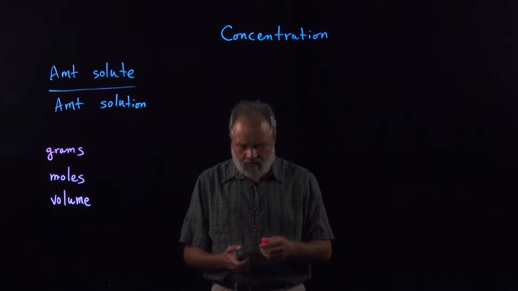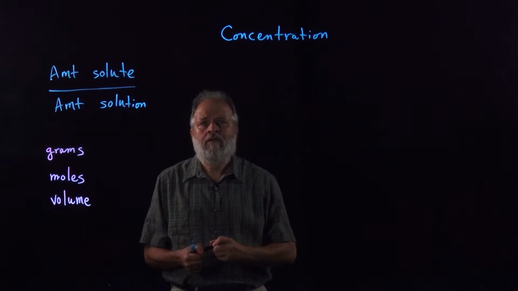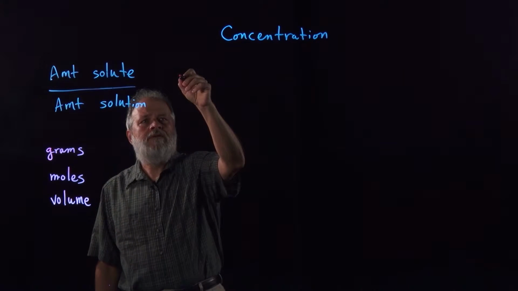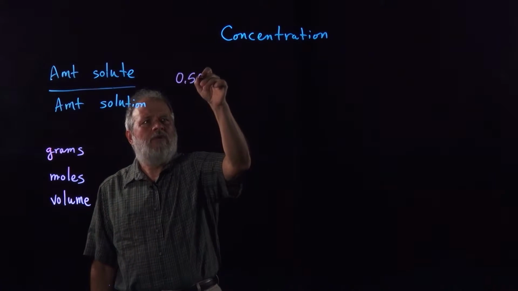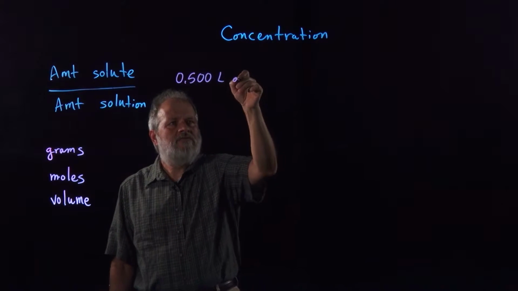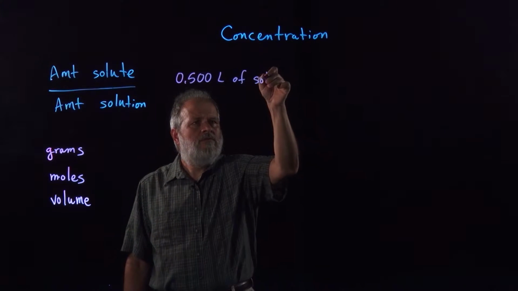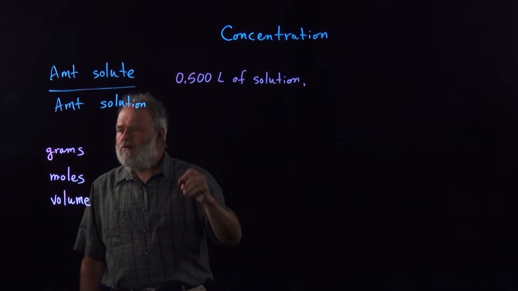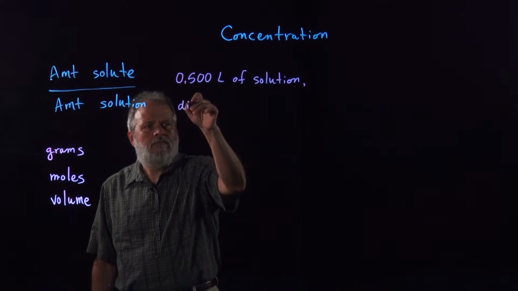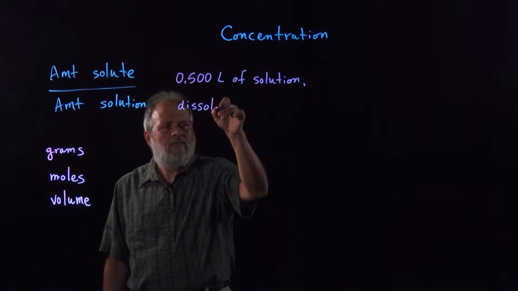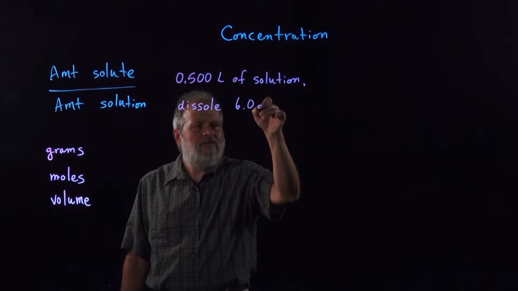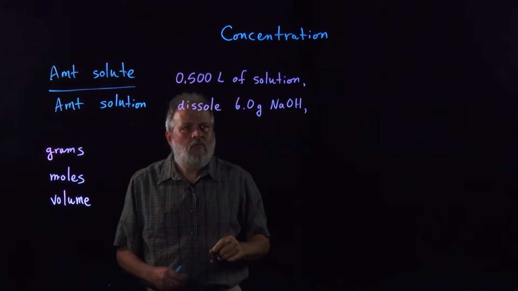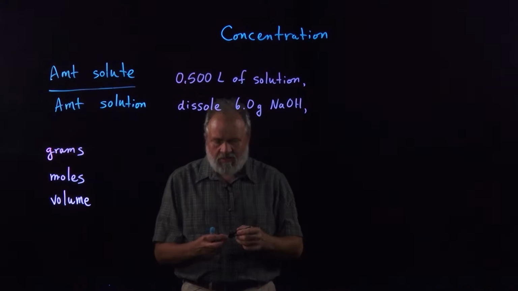Okay, so let's do a simple example. We're going to ask, if we have 0.50 liters of solution and we dissolve 6.0 grams of sodium hydroxide, then what is the concentration of this solution?